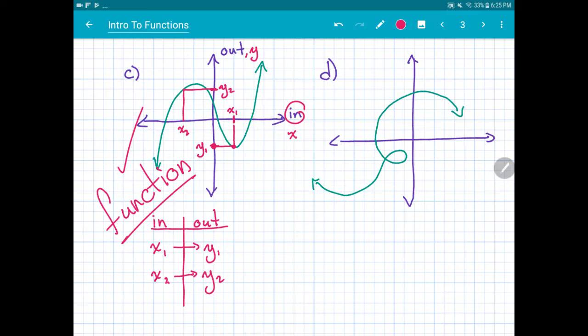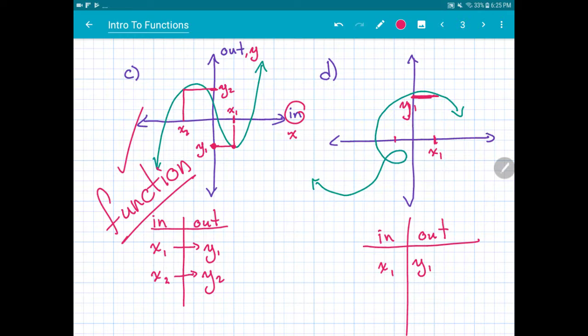Okay, when we go over here, let's just think about this spot here. So when we feed in x1, same thing happens. We get y1 there. So feed in x1, get y1 for this input and output.